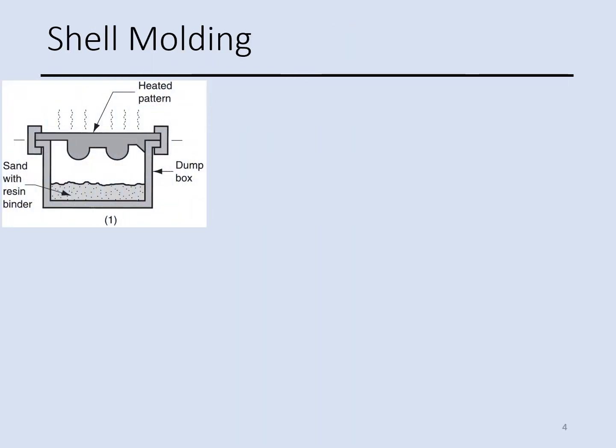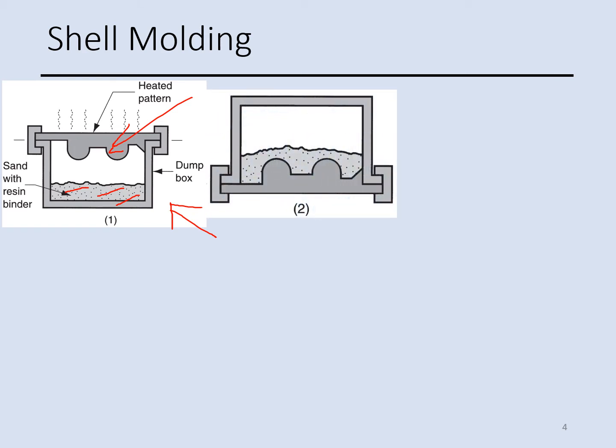The first process is shell molding. Shell molding is a casting process in which the mold is a thin shell of sand, and the sand is held together by thermosetting resin. And it has several steps. The first step is a metal pattern is heated and placed over a box, as you see in this picture. So this is the metal pattern, and then we have sand on the bottom, and it's mixed with the thermosetting resin. Then the box is inverted, like picture 2.